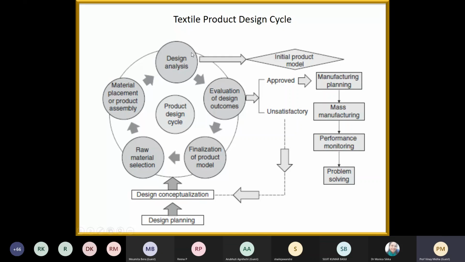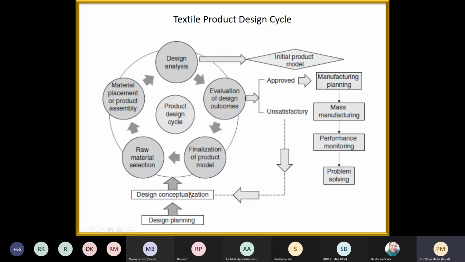And once this cycle has been completed, then we go to the initial product model, which will have the prototype. And finally, if it is satisfactory and approved, then we can go to the manufacturing people for mass production. Otherwise, if it is unsatisfactory, then we may go back to the design conceptualization. And it is not that this process will end here. It is an iterative process. As long as the result keeps being unsatisfactory, you can keep going back to the design conceptualization.